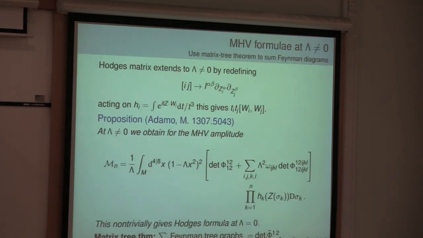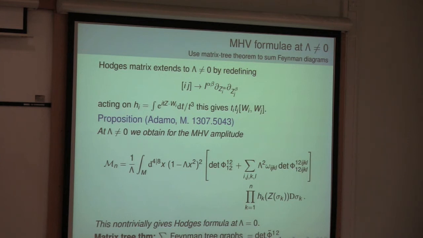Okay. Anyway, so we can extend these ideas to lambda not equal to zero by using different wave functions. We can use wave functions which are essentially Fourier transform wave functions on twistor space. So this ij factor, which was a spinor inner product in the Hodges lambda equals zero formulae, can be replaced by this infinity twistor times wi wj, to write down a Hodges-type matrix.